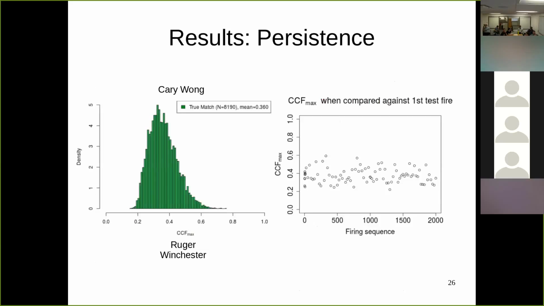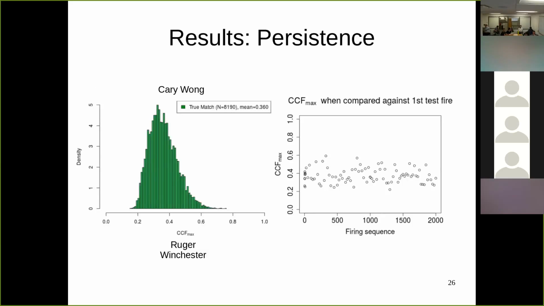The last type of study is the persistent study. Persistent studies try to investigate if, after a large number of test fires from the same gun, the marks persist or are they still the same? For example, if we compare the first test fire to the 2000th, would they still look the same?